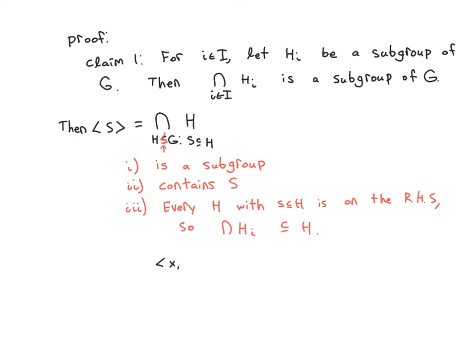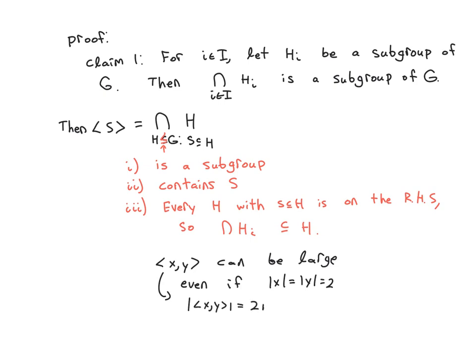Subgroups generated by two elements can be very large. Even if the order of x and y are both 2, you can actually get the order of this group to be 2 times n for any integer n. Or you can get it to be infinity. There are examples like that too. So these groups in general can be very, very, very strange, which is why we only focus on cyclic subgroups for this class when we're talking about generated by an element.